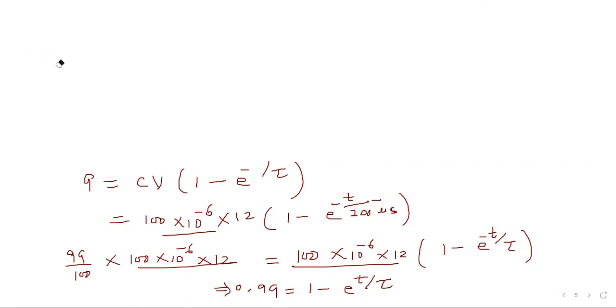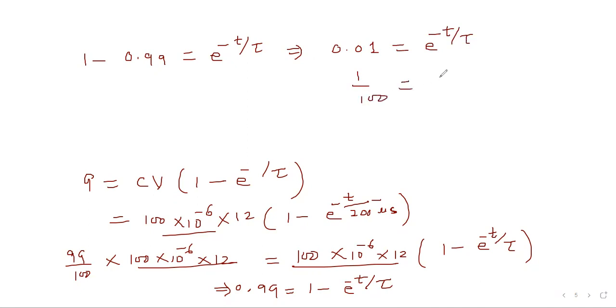here we can write it slightly differently. What we have done up to now is shift this to get 1 minus 0.99 equal to e to the power minus t upon tau, and this is equal to 0.01 equals e to the power minus t upon tau. 1 upon 100 equal to e to the power minus t upon tau, or 100 equal to e to the power t upon tau.